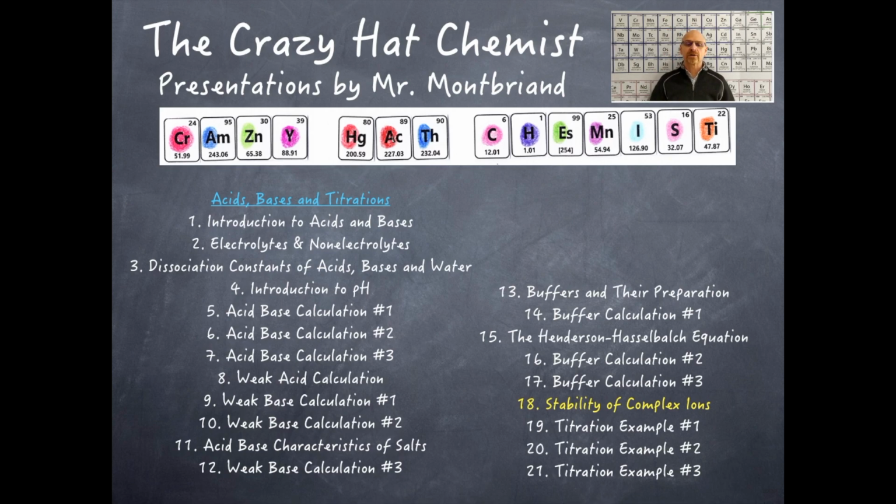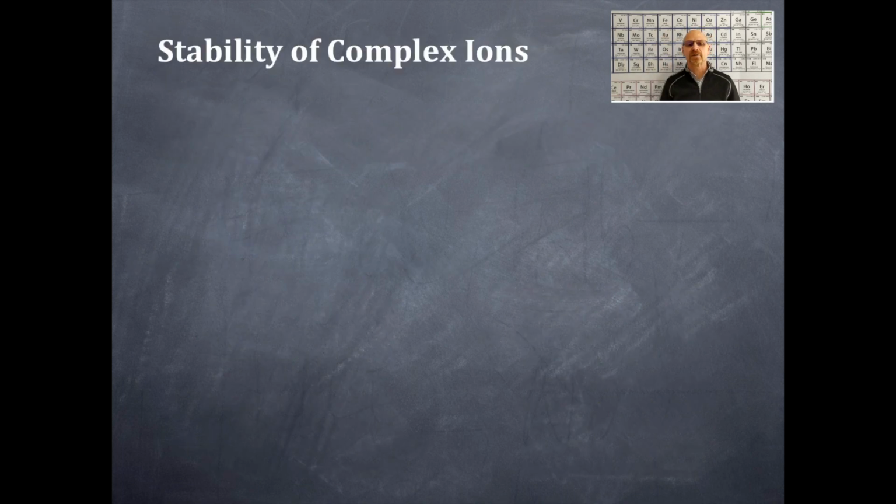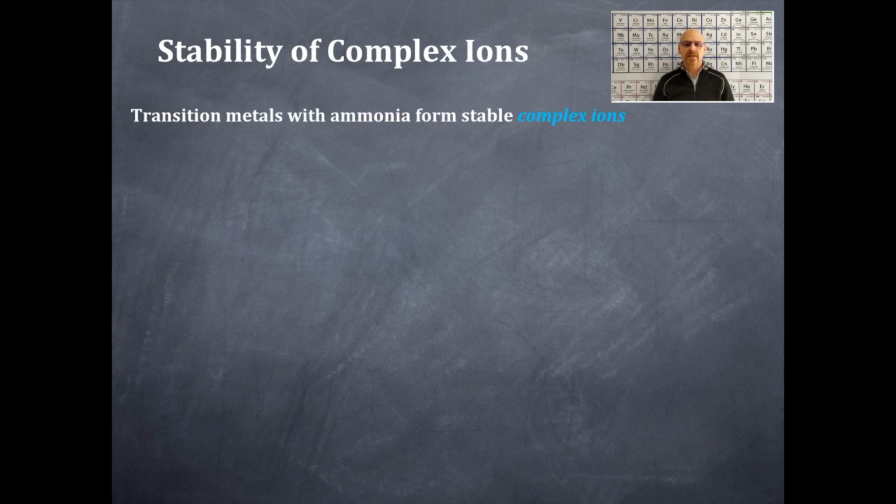So another video here on acids, bases, and titrations. Here we go. Today we're talking about the stability of complex ions. Transition metals with ammonia form stable complex ions. So what is a complex ion?